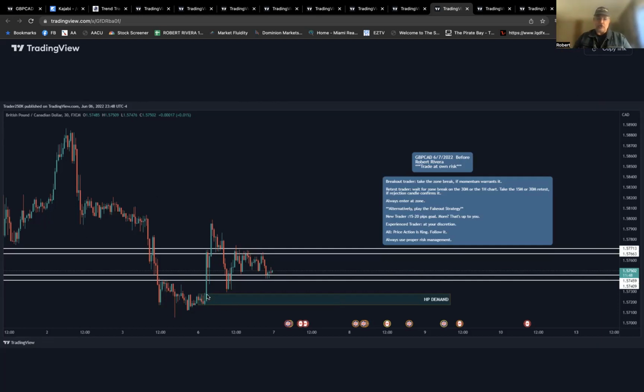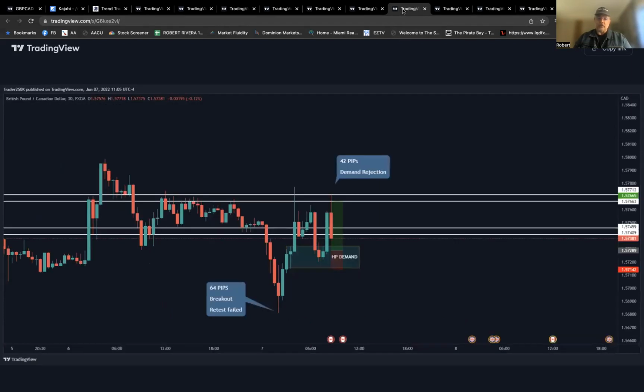Look at how strong this move was up. So even if it goes only halfway, this move up is going to break through what would have been the retest. Okay, so let's go. These are the results.